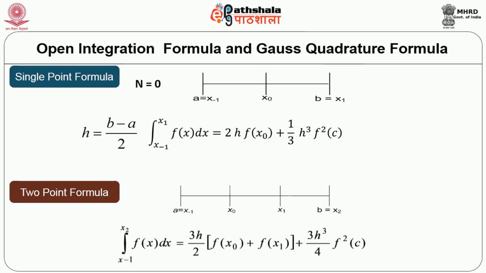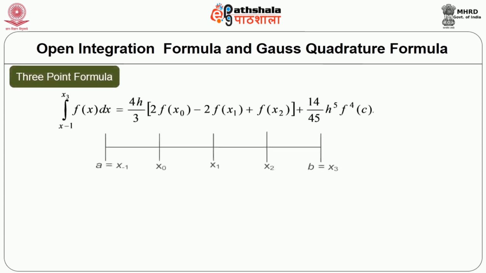Let us look at the 2-point formula now. The points are a, which is x minus 1, and two abscissas, x0 and x1, and finally the endpoint b is x2. And so, the integral from x minus 1 to x2 of f(x) dx is approximated by 3h by 2 into the sum of function values at the points x0 and x1, that is 3h by 2 into [f(x0) plus f(x1)]. This is the approximating integral, the open type Newton-Cotes formula for n equal to 1, and the error term comes out to be 3h cube by 4 times the second derivative at the point c.